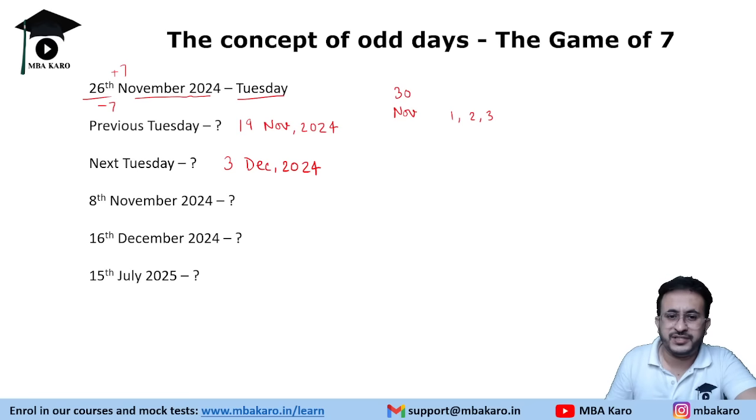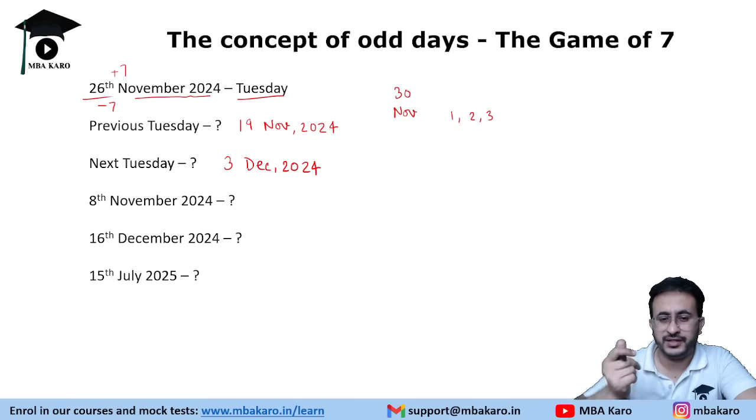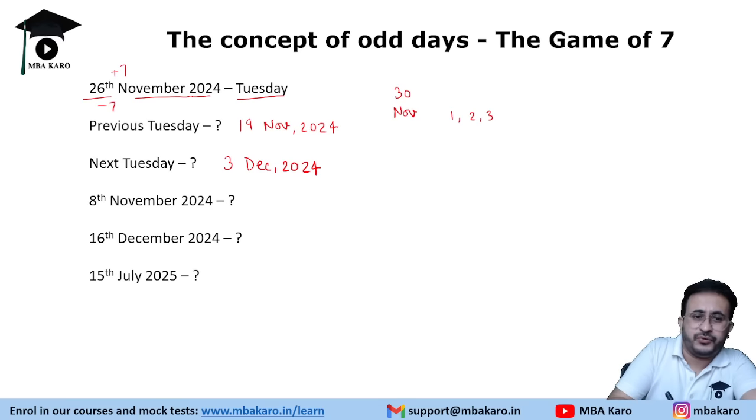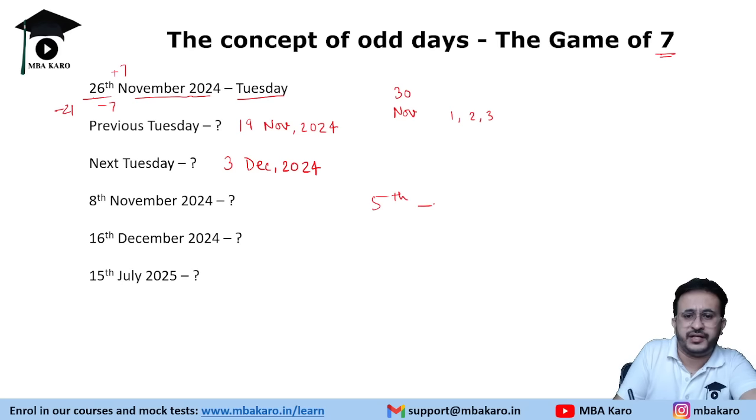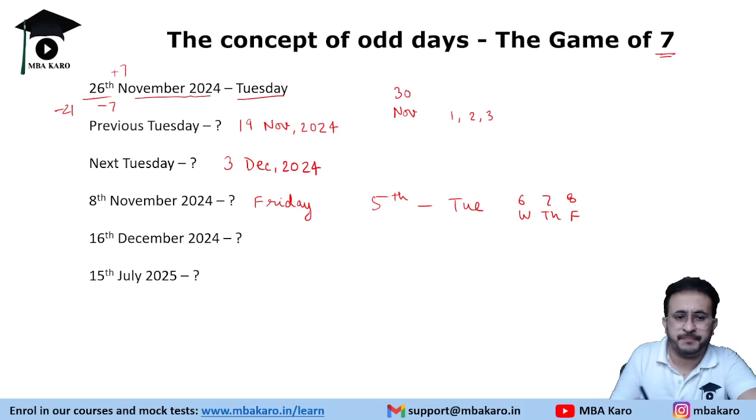So it was easy to figure out. Now, if I ask you what was the day on 8th of November 2024, you will have to think. It repeats in 7 days, so if you subtract 21 days, you will say that on 5th it was Tuesday. Then 6, 7, 8 are Wednesday, Thursday, and Friday. So you will say that it was a Friday on 8th of November.